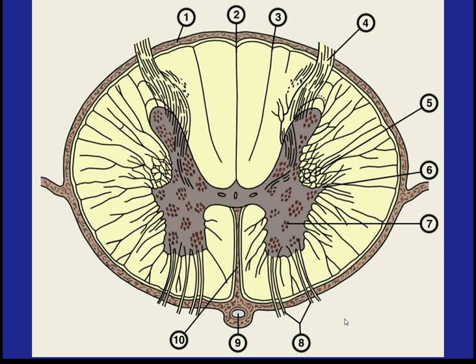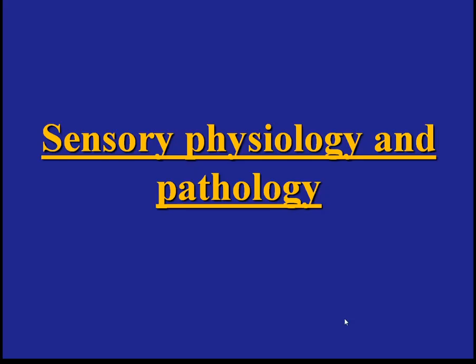So, we revised information about some aspects of anatomy, morphology, physiology, histology of the nervous system. And now we start the lecture, our first lecture, sensory physiology and pathology.